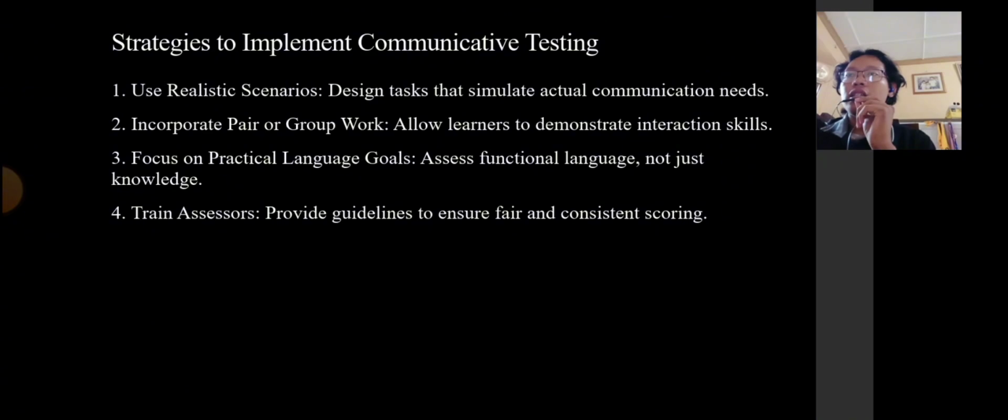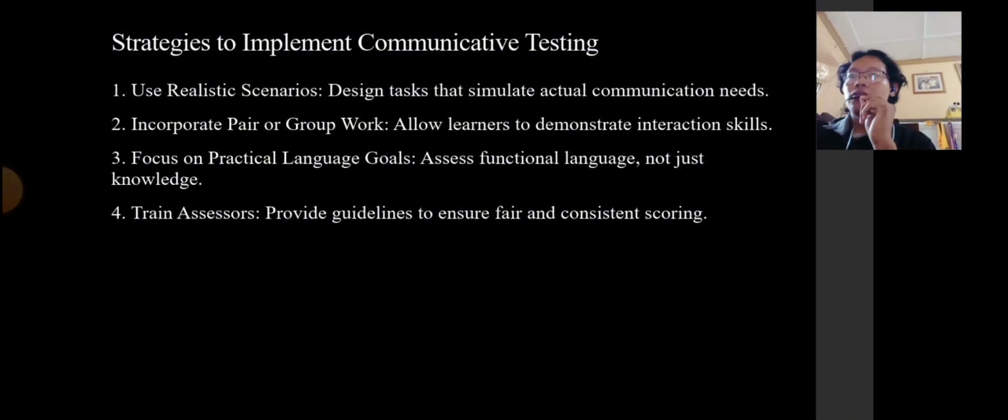Okay, the next is strategies to implement communicative testing. The first is use realistic scenarios. Design tasks that closely mirror real-life communication situations to assess practical skills. The next is incorporate pair or group work. Testing interaction through group or partner activities helps grow social language skills.